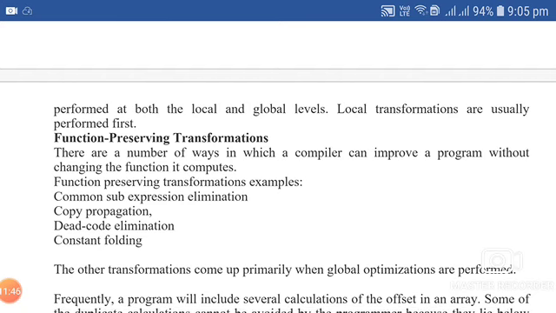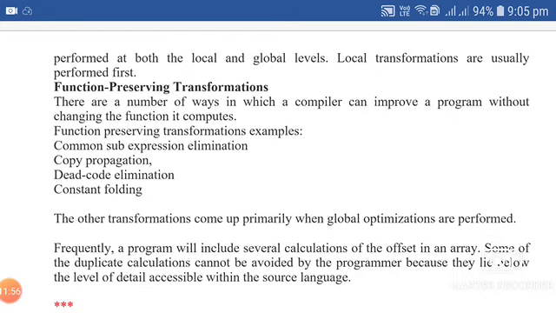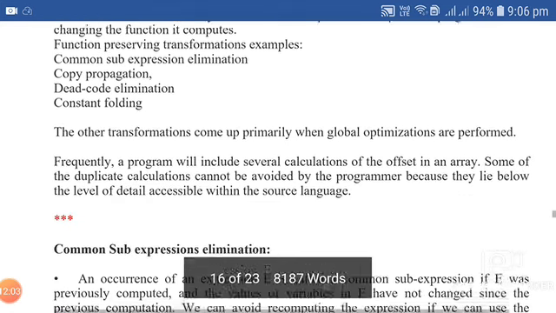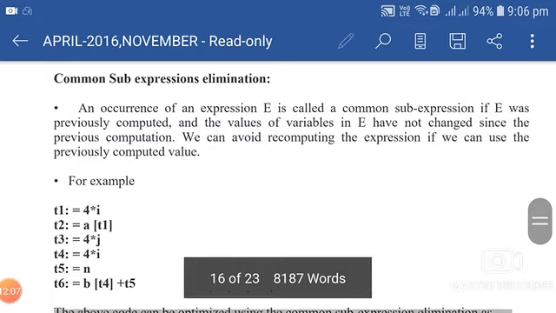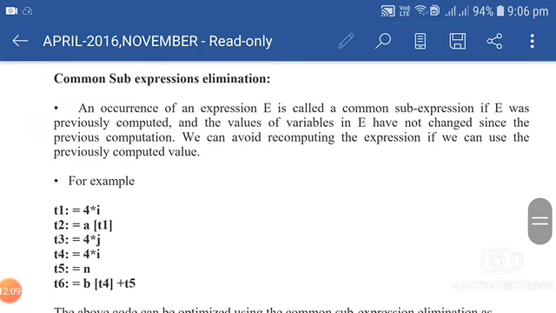Function preserving transformations. There are a number of ways in which a compiler can improve a program without changing the functions it computes. Function preserving transformations examples are common sub-expression elimination, copy propagation, dead code elimination, and constant folding. Here at the bottom, the examples for all these four categories are given.